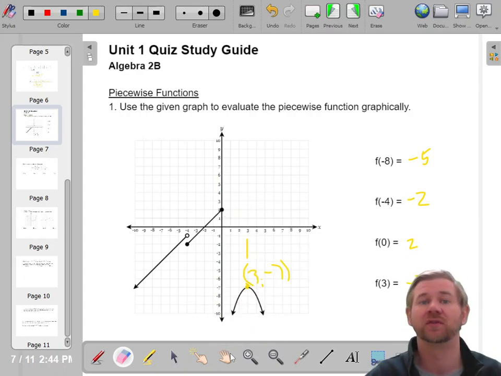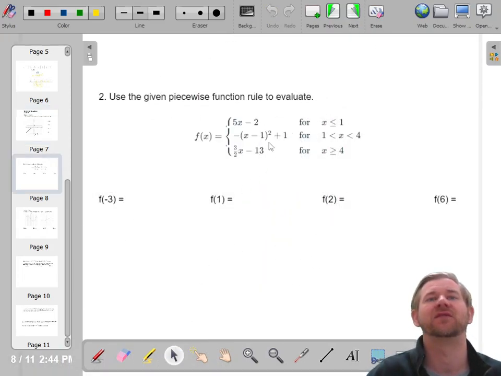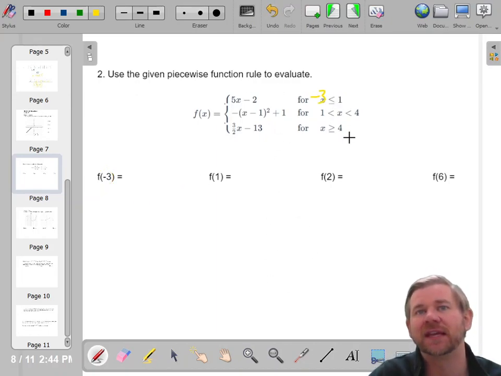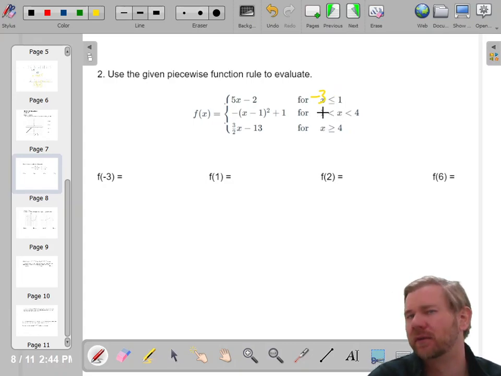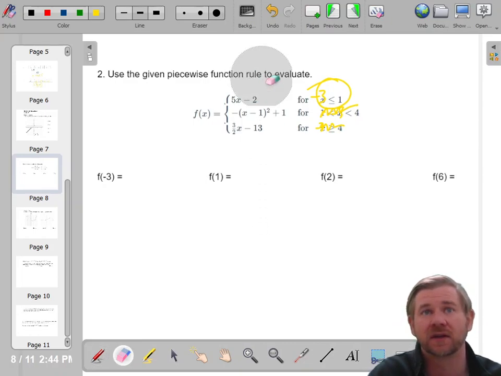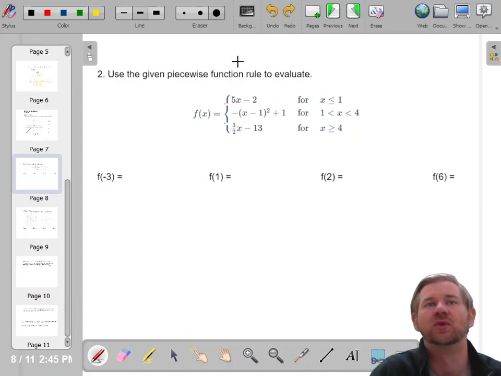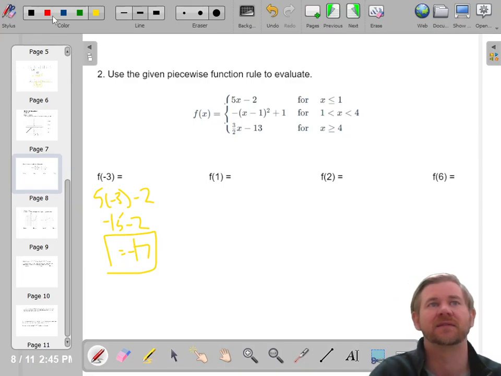And you guys had a homework assignment over graphically. And now we will do it evaluating given the function, using the function rule. So -3, first thing you need to decide is does -3 fit into this piece. Is -3 less than or equal to 1? Yes. Now, let's just make sure. Is -3 between 1 and 4? No. Is -3 greater than 4? No. This is the only piece it should fit in. Okay, there's only one piece that any of these should fit in. So that means we're using this rule. So 5 times -3 minus 2, -15 minus 2 is -17. So the first one is -17.